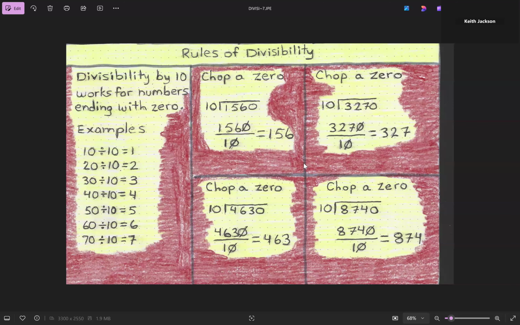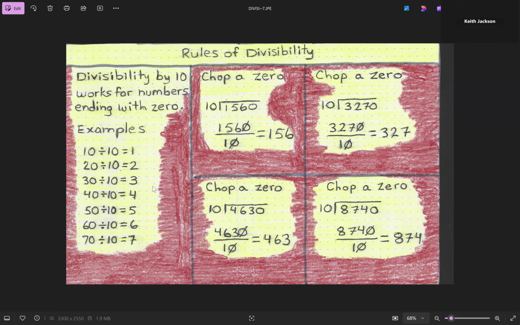Hello, everyone. We're looking at another example of rules of divisibility, and today we're going to understand the rules of dividing by 10. Divisibility by 10 works for numbers ending with zero. We know that, right? But here's why dividing by 10 is so powerful. But before we do that, let's just take a look at some quick examples of dividing by 10.